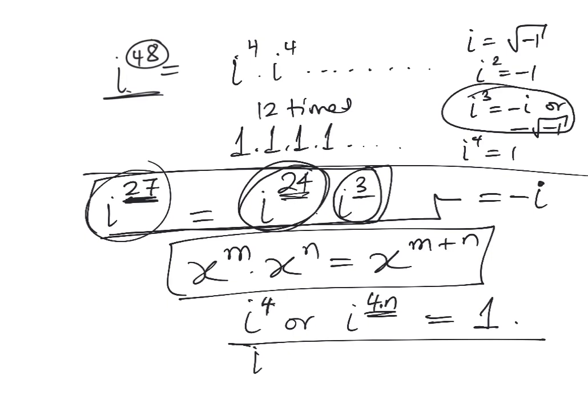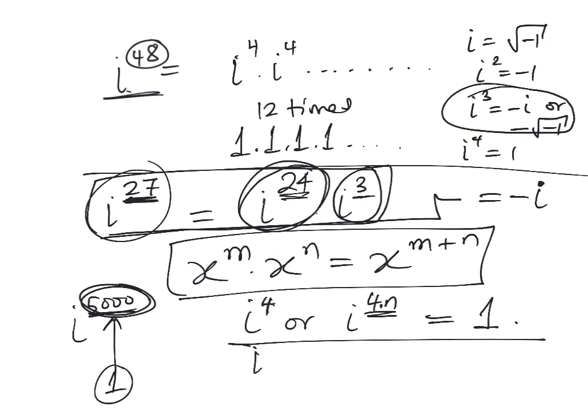Now, here's the thing. It doesn't matter how big the number is that they give you. They can ask you what is i to the 5,000. All you need to do is ask yourself, what is the closest multiple of 4? And in this case, of course, we know that it's actually a multiple of 4. So the answer is 1, for i to the 5,000. Or i to the 4,000, the answer is 1.